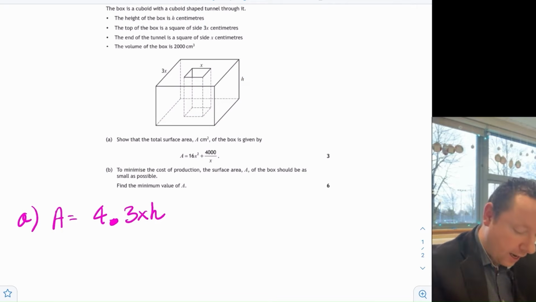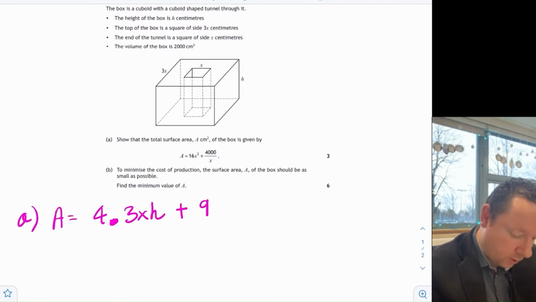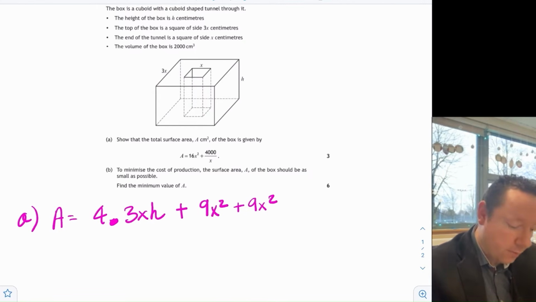And then I need to add on, well, I've now got my top and my bottom. So my top is going to be 3x times 3x, so that's 9x squared, times that by 2, so plus 9x squared plus another 9x squared, just to be clear, or 18x squared straight away. But then you've also got a hole in the top, which is x squared, and I've got two of them, so take away 2x squared straight away.